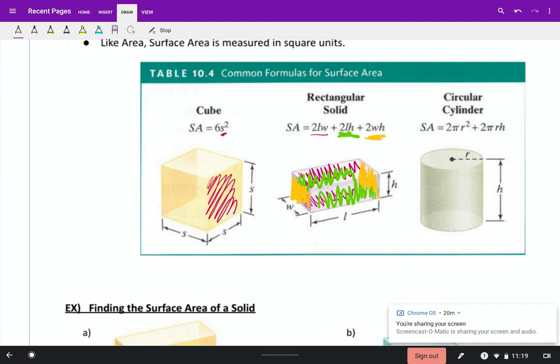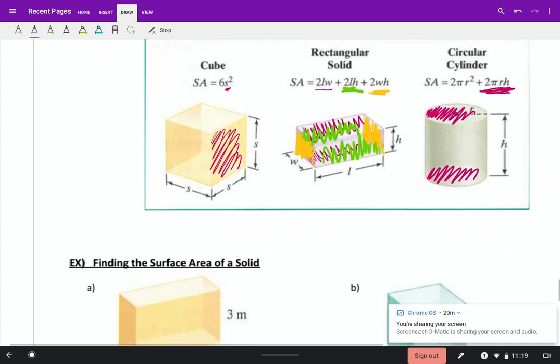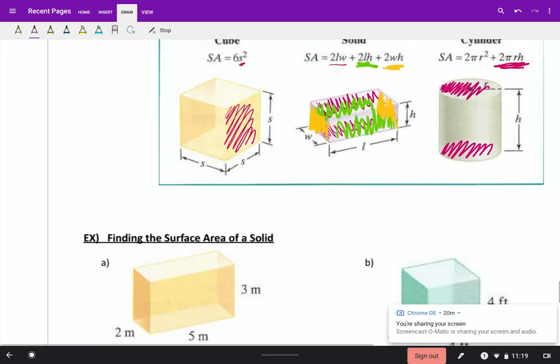And then for the last one here, 2 pi r squared. 2 pi r squared is the area of a circle. So that's giving you the top and the bottom. And then 2 pi RH, that's going to give you the outside. That's not really a shape. That's going to give you that. So we're going to use 2 of these.